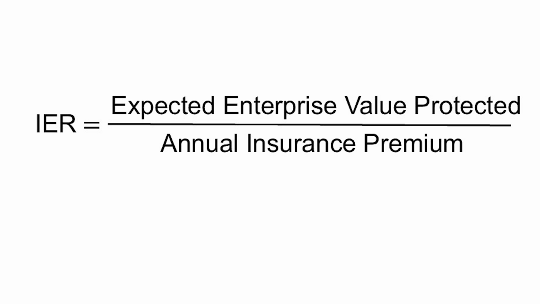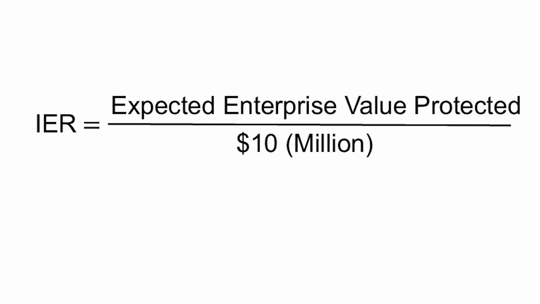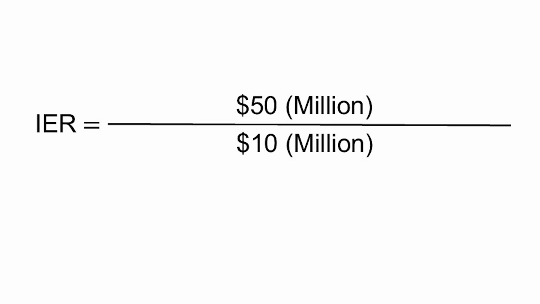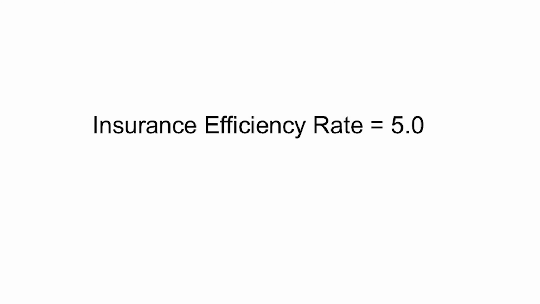As an example, if the annual insurance premium is $10 million and the expected enterprise value protected is $50 million, then the insurance efficiency rate for the policy is 5.0. This implies that every dollar of the annual insurance premium protects an expected $5 of enterprise value. Calculating the expected enterprise risk liabilities will require a probability-based net present value analysis. There are a variety of NPV modeling approaches we can use depending on the information available and the level of detail and the relevant data we have at our disposal.